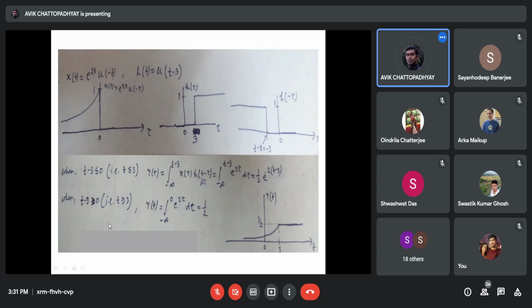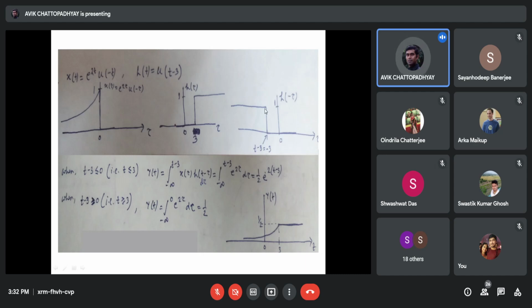That's all. But when this point crosses this, that is, greater than 0. Actually, I think the equal sign should not be in both cases. In one case you can take 0, and in the other case you omit the equal to sign. So suppose it is greater than 0, that implies t is greater than or equal to 3. When t minus 3 is greater than or equal to 0, then obviously this is the signal that is going to dominate, or rather dictate, what the shape of the convolved signal will be.